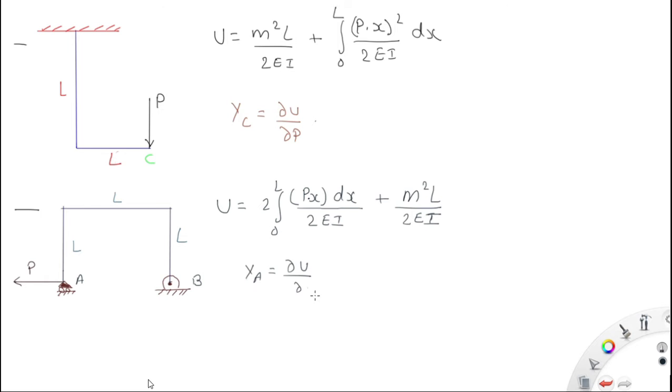And the deflection at A is equal to the partial differentiation of the strain energy with respect to the load P.